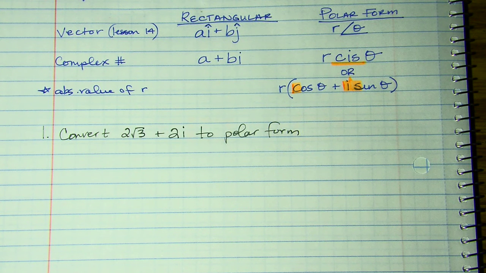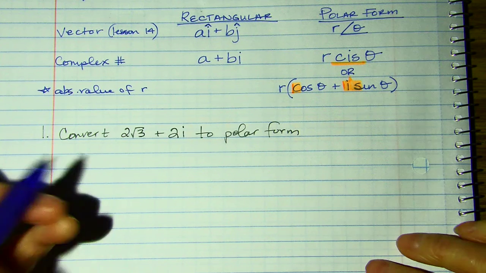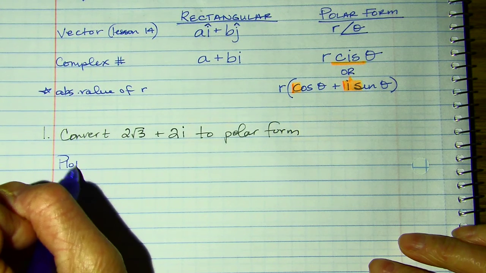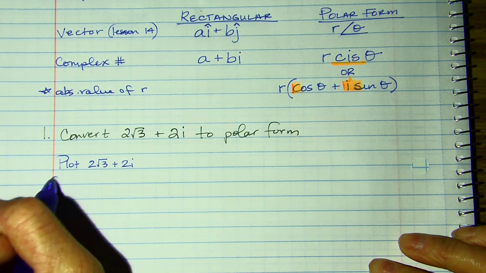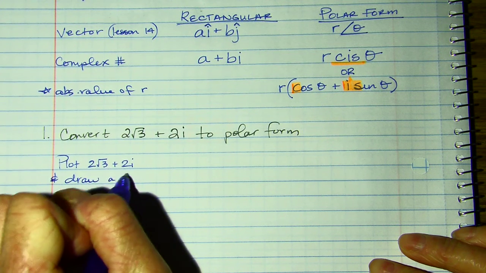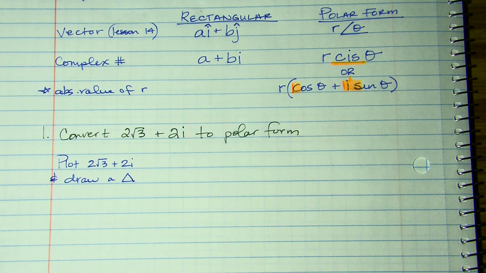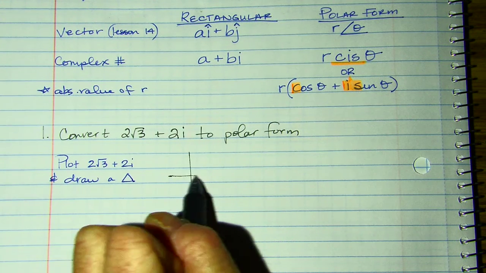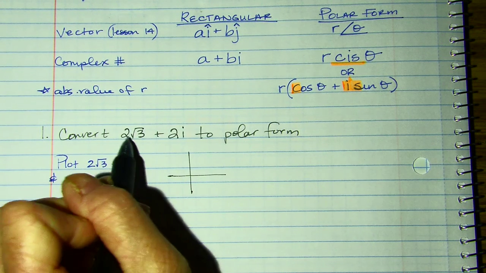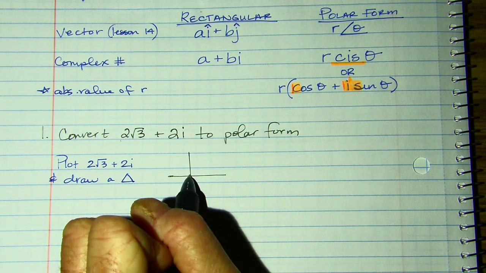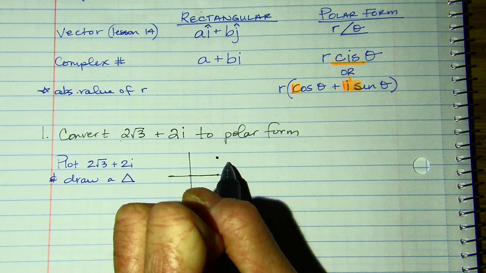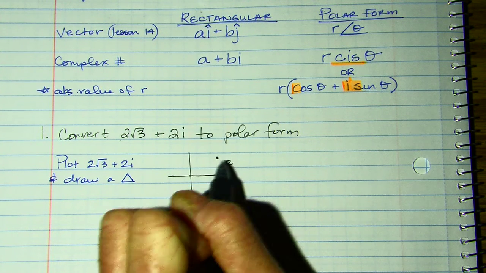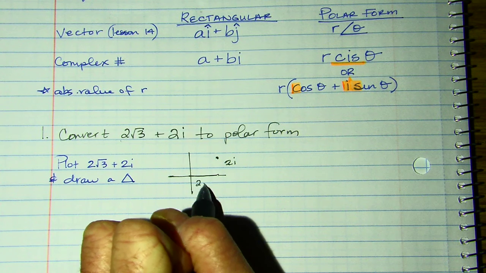So the very first thing we're going to do is plot 2 root 3 plus 2i and draw a triangle. This is not an optional step, okay? Please do this. So we're just predicting, these are both positive. So this is our real part, that would represent my x value, and then I would go up to 2i. So this here is my 2i, and this down here is the 2 root 3.